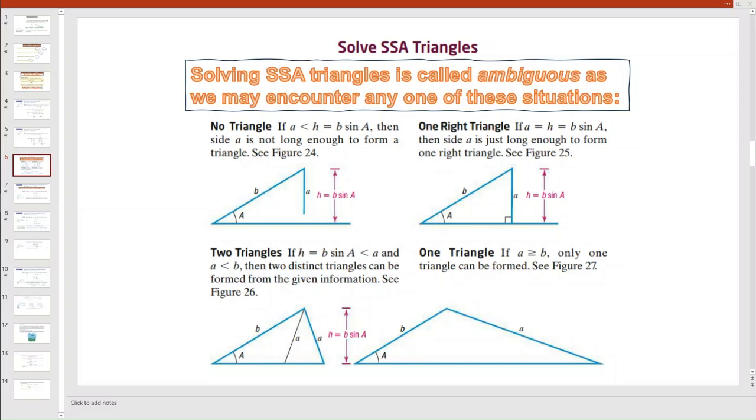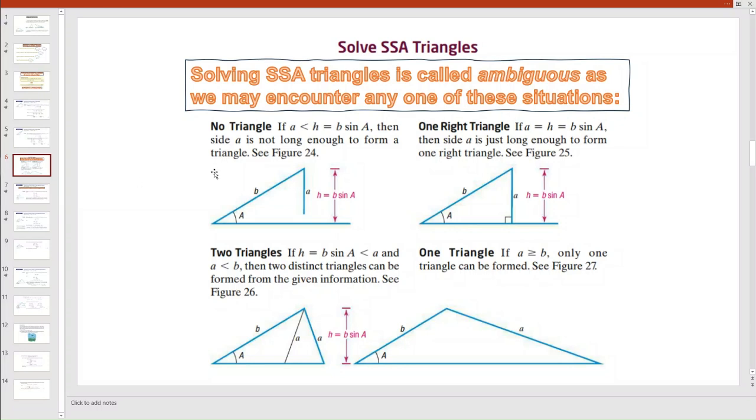Hey class, in that last example we were given angle, a side, and an angle, that sequence. In the previous example before that we were given a side and then an angle to follow. Here we're looking at a different situation where we're going to be given two sides followed by an angle. And this is a little bit ambiguous because there's more than one particular outcome that we can expect.